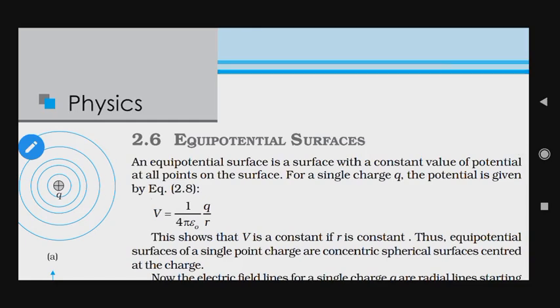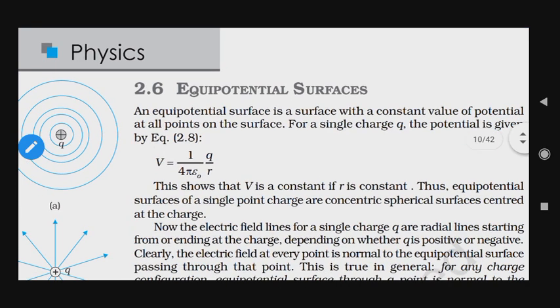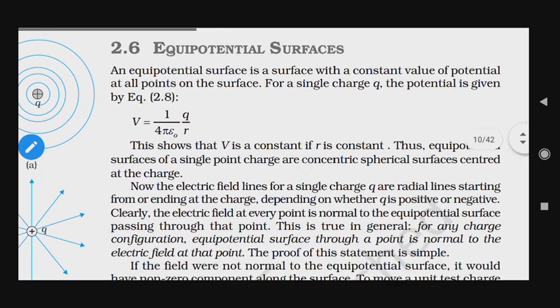We are doing the second chapter of NCERT Physics class 12th, and this is the sixth video, sixth article, Equipotential Surface. So I'll explain to you Equipotential Surface. I'll read the NCERT line by line and explain it to you. So okay, let's get started.